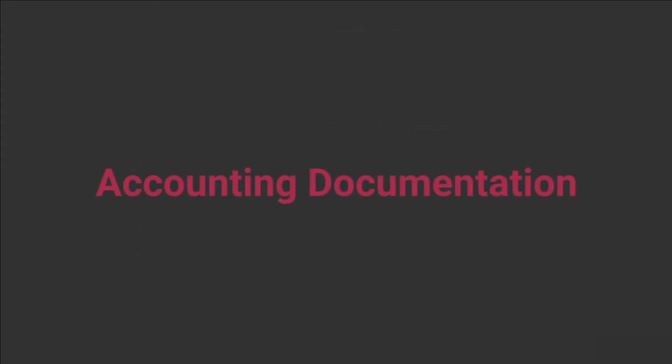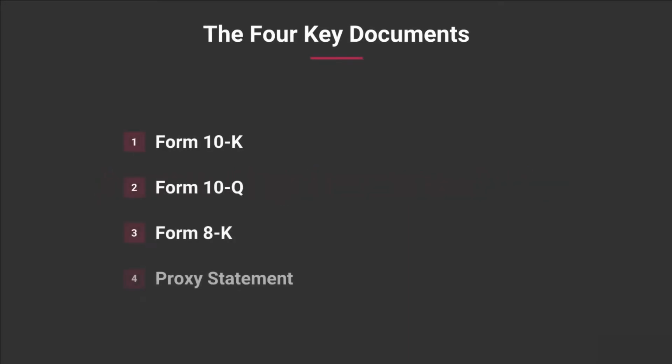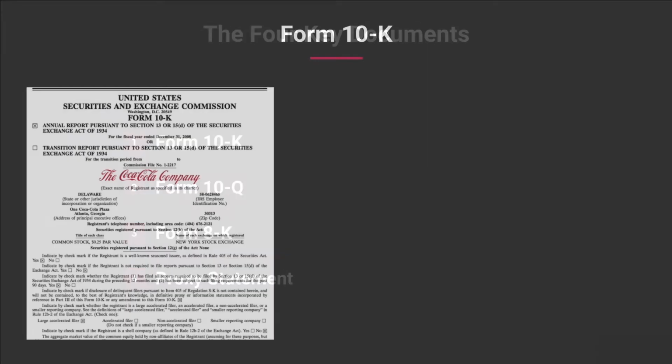Now that we've gone over a typical accounting hierarchy, let's discuss some of the accounting documentation that public companies must file during each financial year. The four key documents are the Form 10-K, the Form 10-Q, the Form 8-K, and the proxy statement. Let's go over each of these in detail.